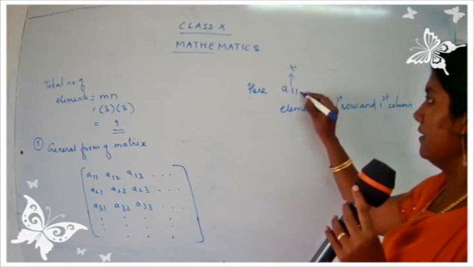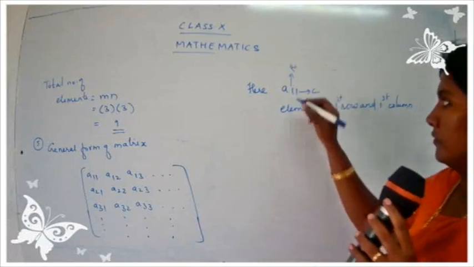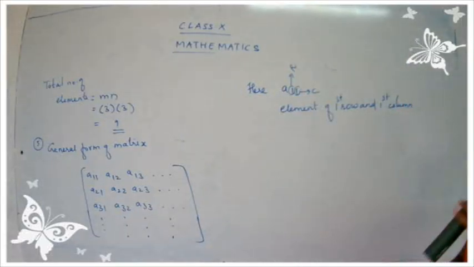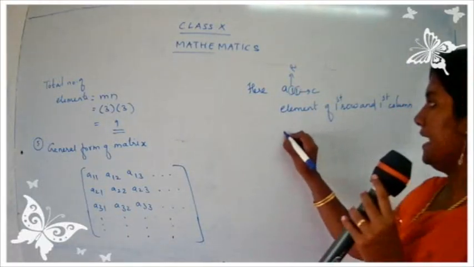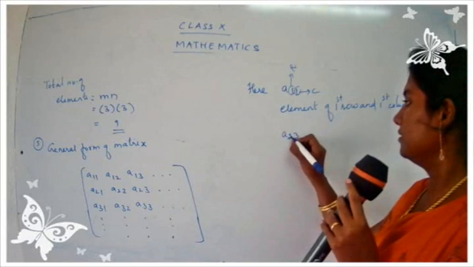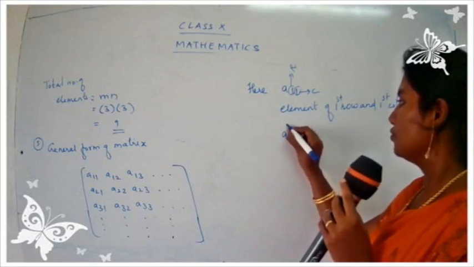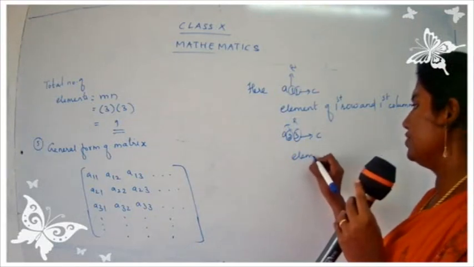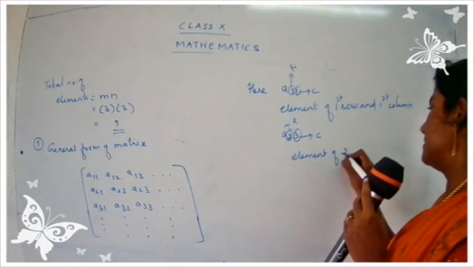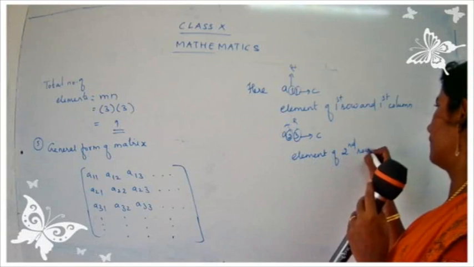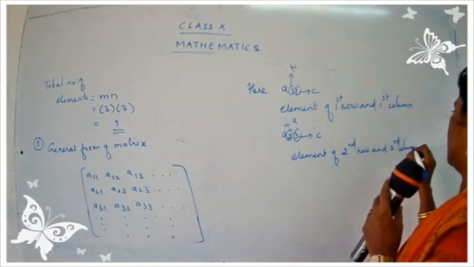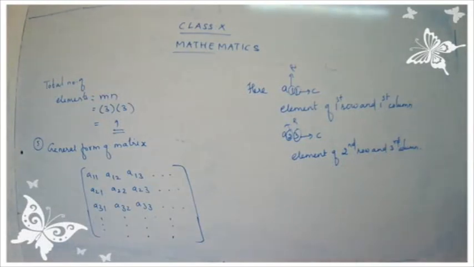This is R and this is C. First one is R and second one is C. A23: so 2 and 3. So 2 is the row and 3 is the column. Element of second row and third column. Okay, so and so on.